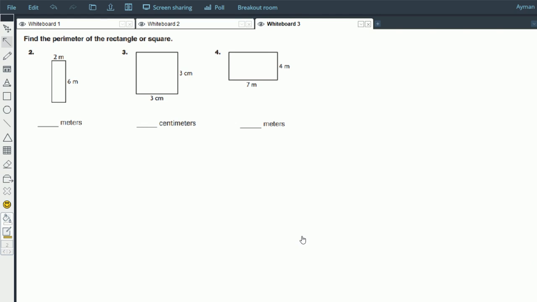Hamad, go ahead. Majid, 16. Yeah, this is completely right. Thank you, Majid. Yes, Saud, 16 meters in question 2. Yeah, Majid and Saud, thank you. Badr, what about question 3? Yes, your answer is completely wrong.